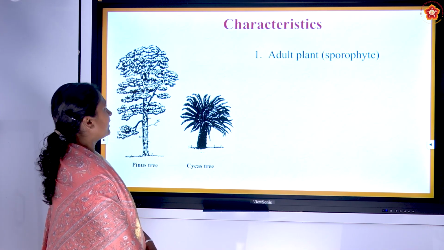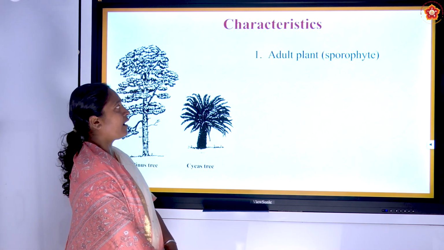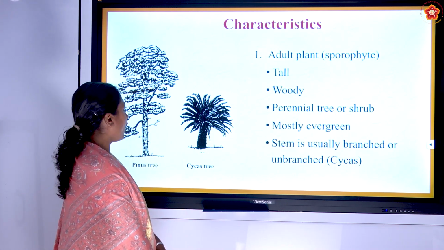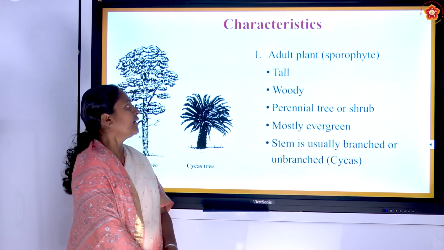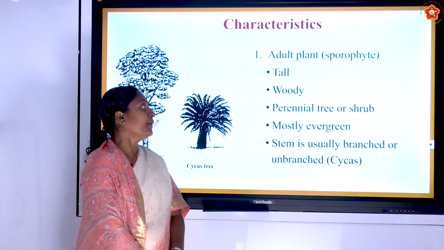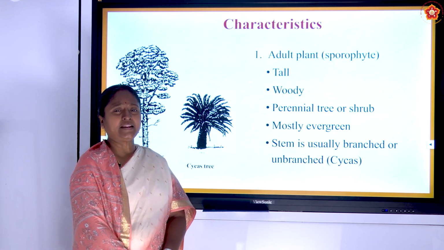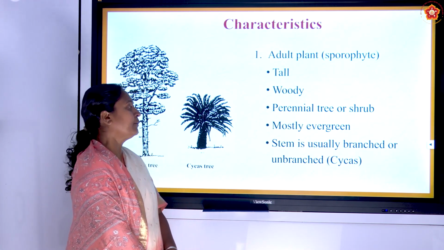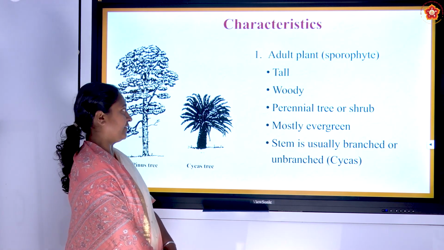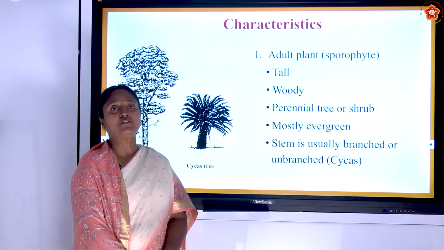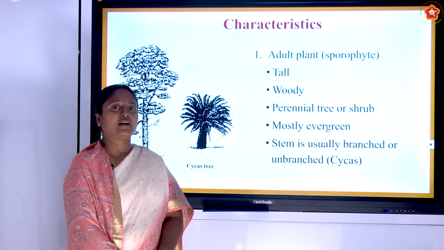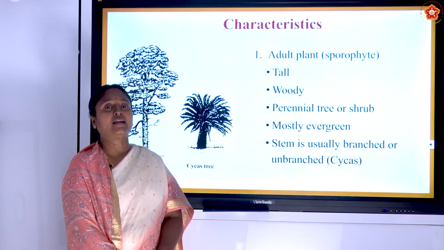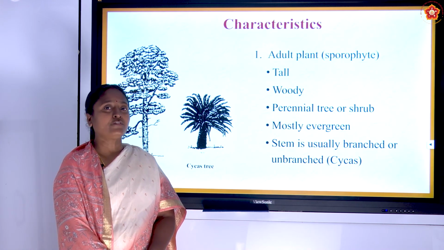The adult plants in this category, gymnosperms, are the sporophyte, and they are very tall, woody plants, perennial trees or shrubs. Perennial means it will be there year after year. Mostly they are evergreen trees, so they constitute the evergreen forest category. When the leaves become old, they are shed from the tree. They won't turn yellow as we see in other kinds of plants.